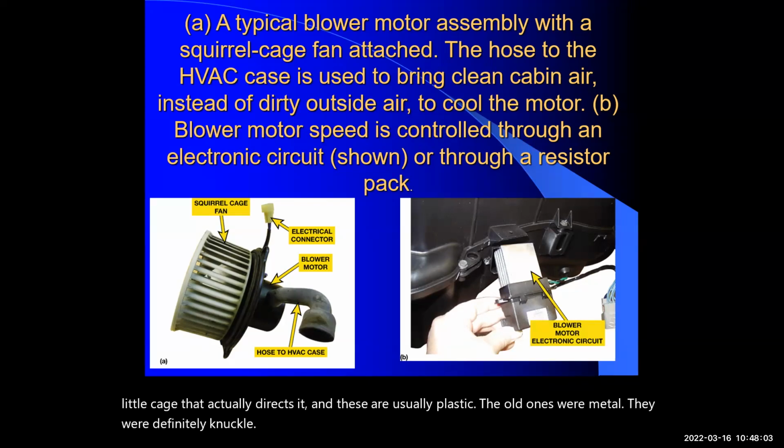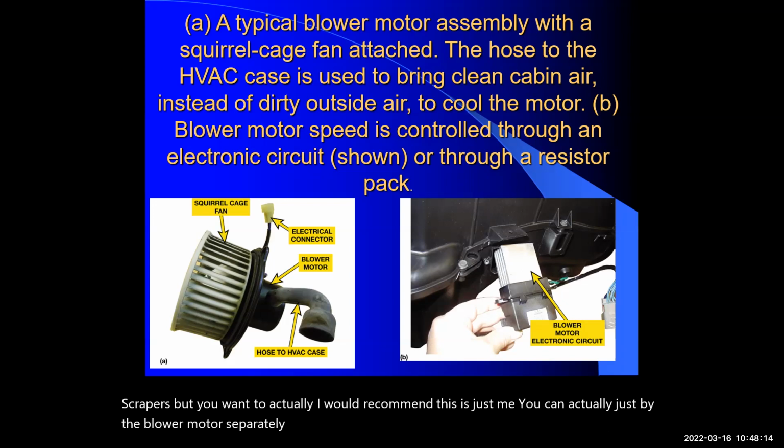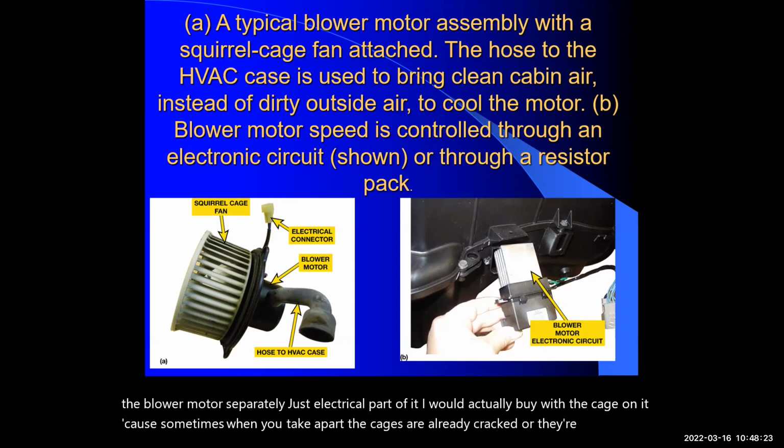But I would recommend, and this is just me, you can buy the blower motor separately, just the electrical part of it. I would actually buy it with the cage on it, because sometimes when you take them apart, the cages are already cracked or broken. You don't want to do it over again.